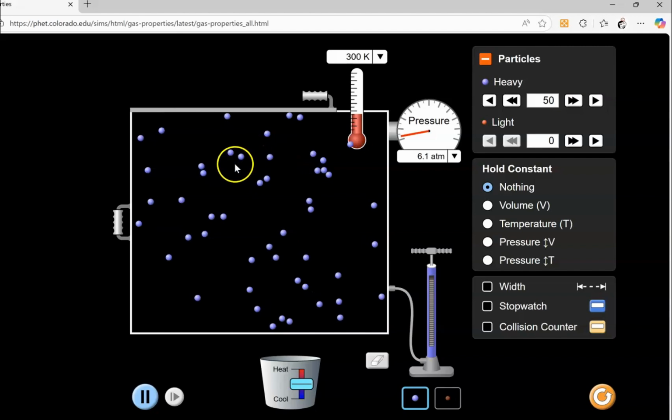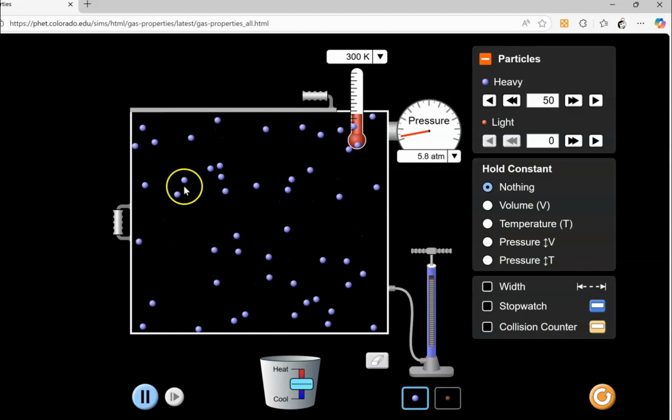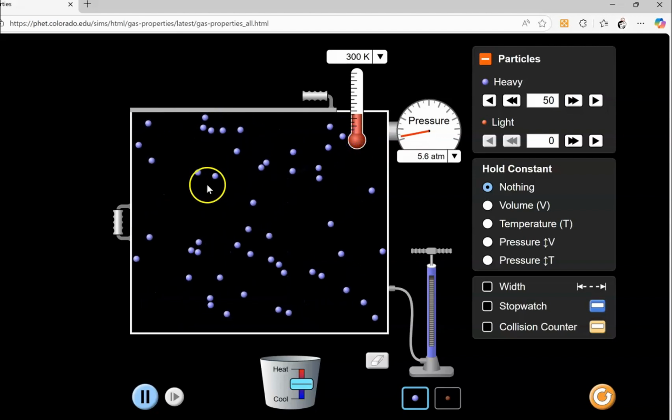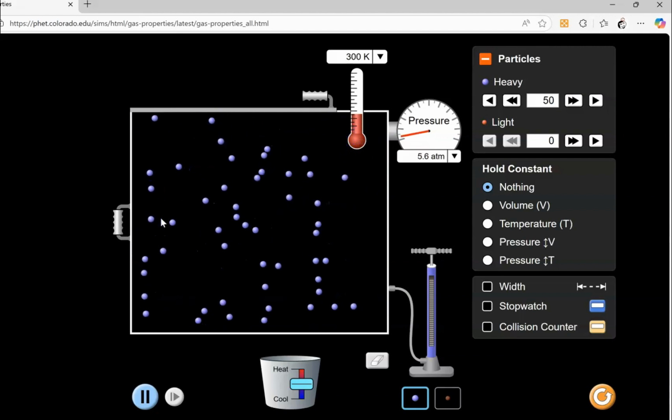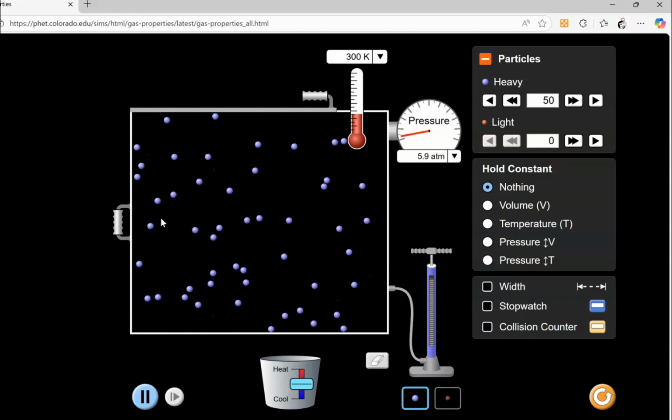Some of them are moving a little slower. This guy's kind of slow. See him? This guy's moving pretty quick. See him? Ooh, that guy's flying. Look at him go. And we're taking their average velocities.